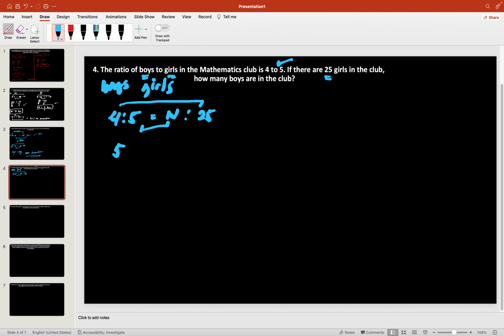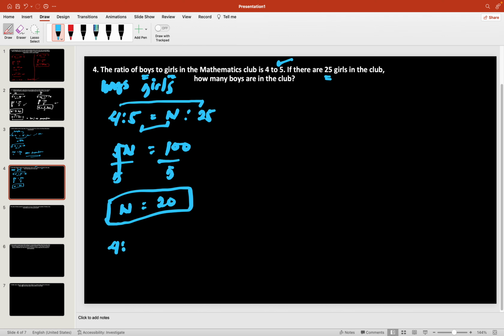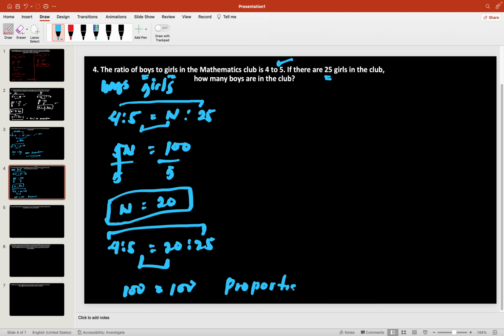So, 5 times n, we have 5n, is equals to 4 times 25, we have 100. To eliminate 5, divide both sides by 5. Then n now is equals to 20. So check natin if this is correct. So we have 4:5 is equals to 20 is to 25. 5 times 20, excuse me. So we have 5 times 20, this is equivalent to 100, and 4 times 25 is equivalent to 100. This means they are proportion.